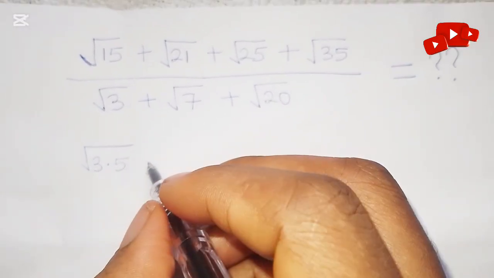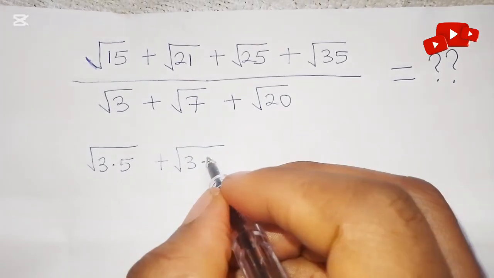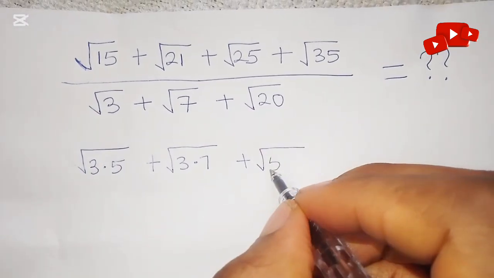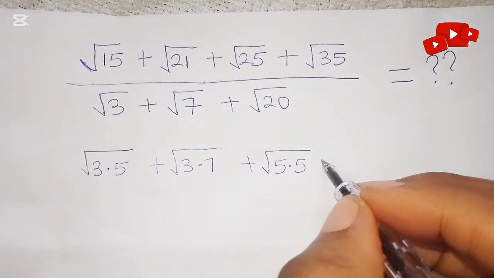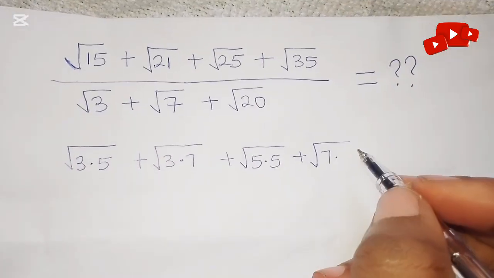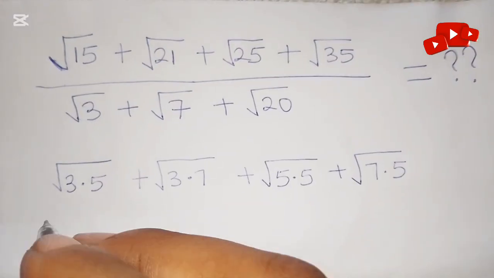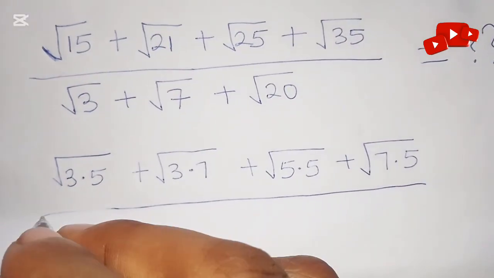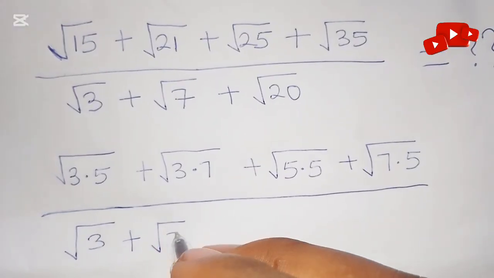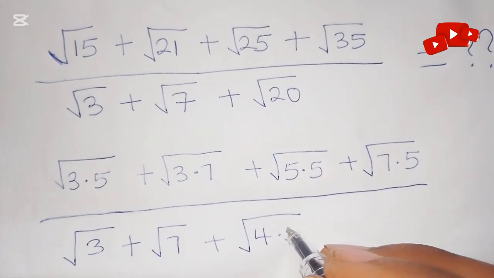Square root of 3 times 5 plus square root of 3 times 7 plus square root of 5 times 5 plus square root of 7 times 5, so all over root 3 plus root 7 plus this gives us root 4 times 5.